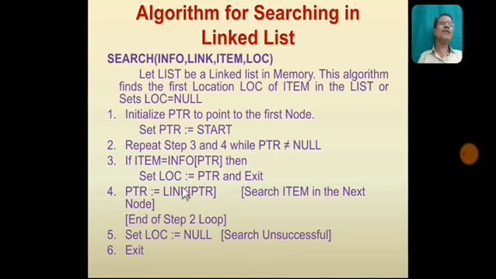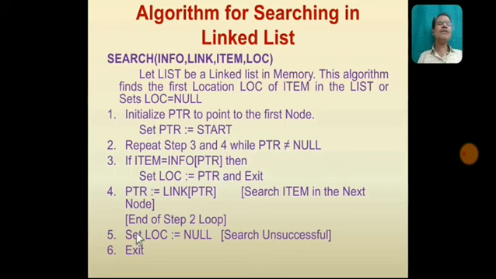So this is the next node. Again we will go here, again we will compare if atom is equal to info of ptr, if yes, then we will set loc is equal to ptr and we will exit. Otherwise again we will update ptr is equal to link of ptr, we will go to the next node. So we will repeat this process while ptr is not equal to null.